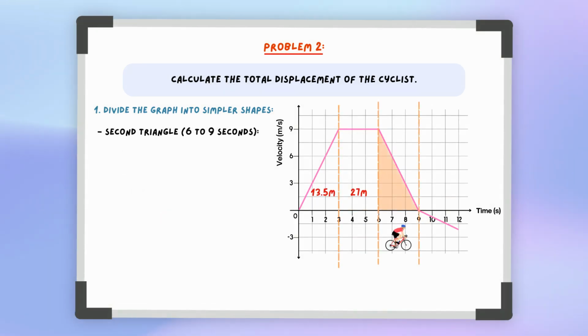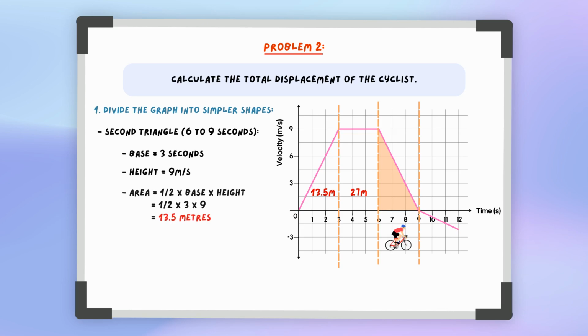From 6 to 9 seconds, we can draw another triangle. The base of this triangle is 3 seconds and the height of the triangle is 9 meters per second. Therefore, the area of the triangle is half times 3 times 9, which equals 13.5 meters. So the cyclist again travels 13.5 meters during this interval.